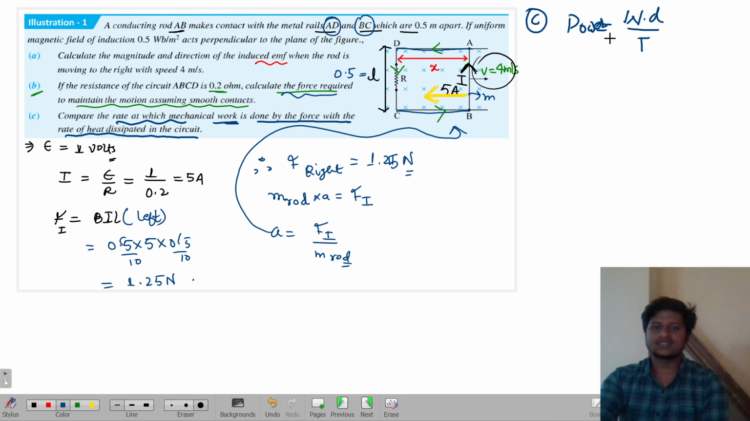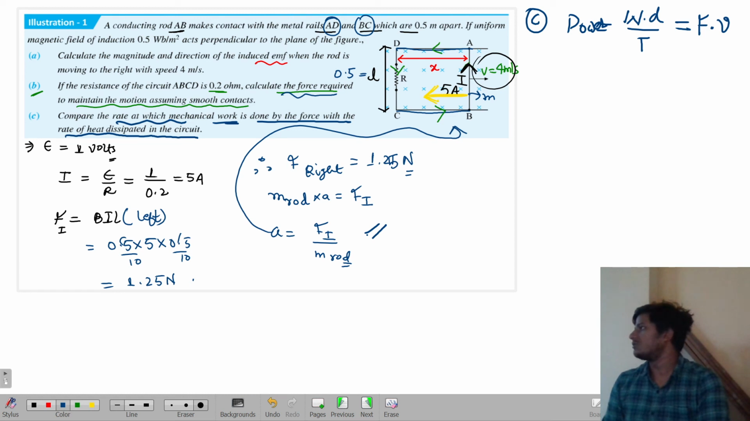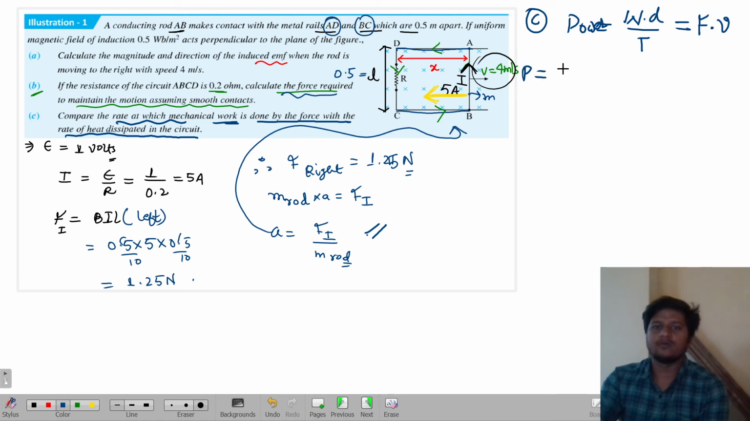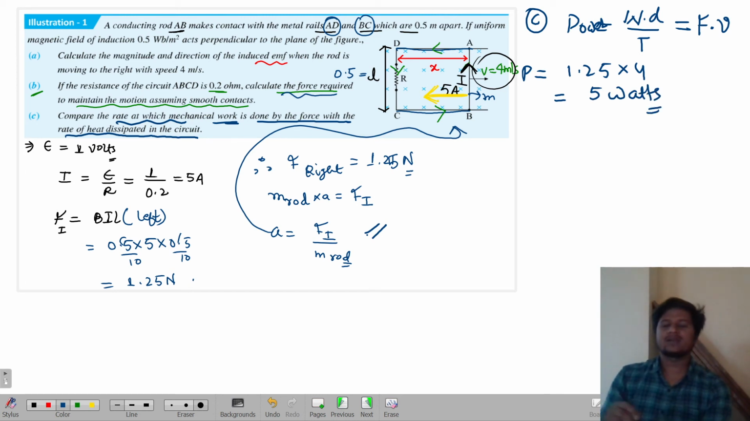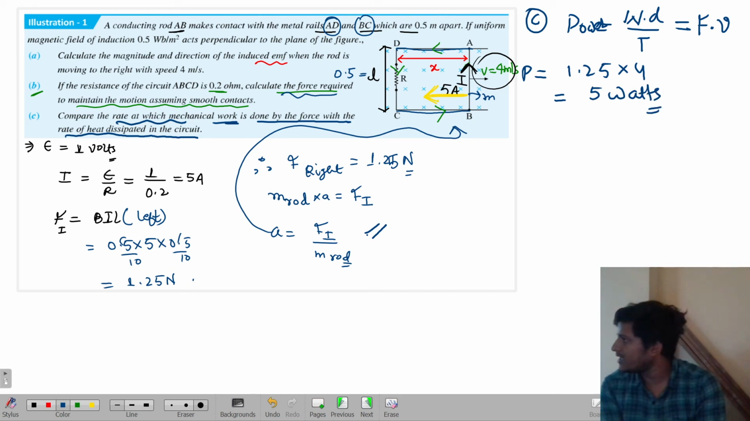Now, this work is done by this rod by applying some kind of force, yes or no? So, can I say the work done divided by time can be given as force into velocity of rod? Yes or no? So, power required over there is force into velocity. Force is 1.25. Velocity is 4. So therefore it is equal to 5 watts. So the rate of mechanical work done by the force is 5 watts, yes or no?